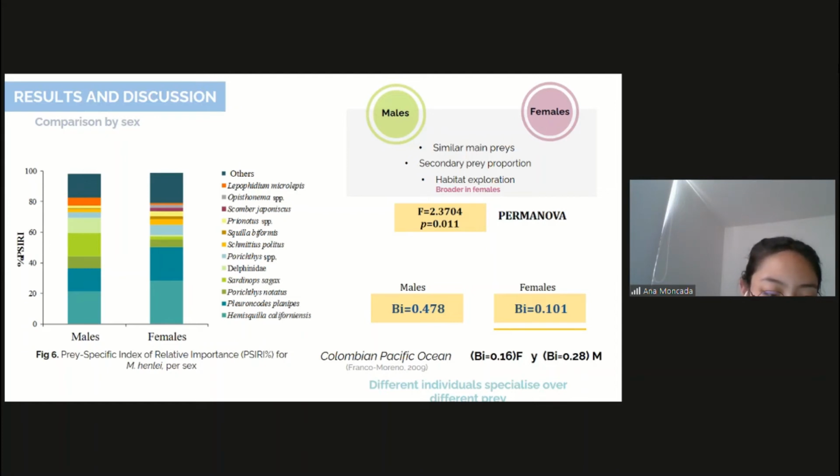Two crustaceans represented more than half of the diet in females, these being Hemisquilla californiensis and Pleuroncodes planipes. For these species, many fish, especially Porichthys and Prionotus, were registered as secondary prey. On the other hand, Hemisquilla californiensis, Sardinops sagax, and Pleuroncodes planipes were the most important prey in male diets, whereas Engraulidae, Prionotus, and Lepophidium were secondary prey. According to Levin's index, females are slightly more selective about prey than males, while still having a predominantly opportunistic feeding strategy, where different individuals specialize on different prey.